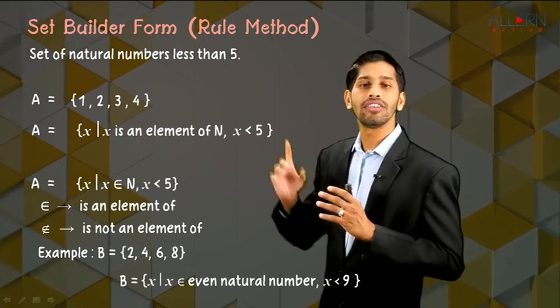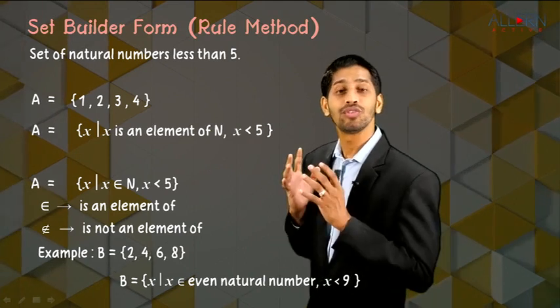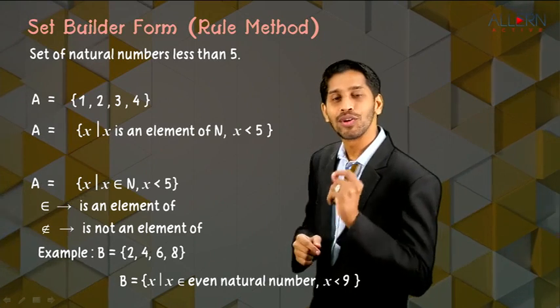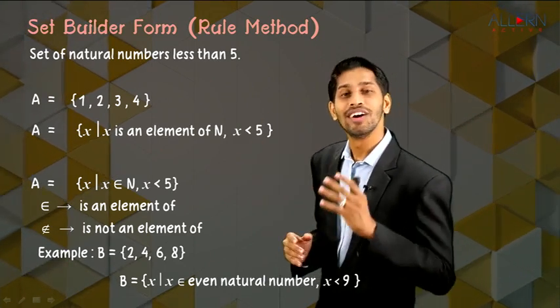So this is how a statement will be given to us, and we have to represent that statement in set builder form. So after that small vertical line, we'll make a rule, and that completes your set builder form, also called the rule method.